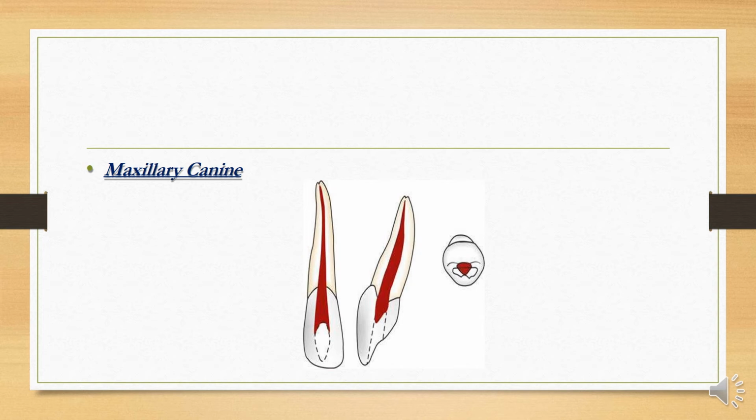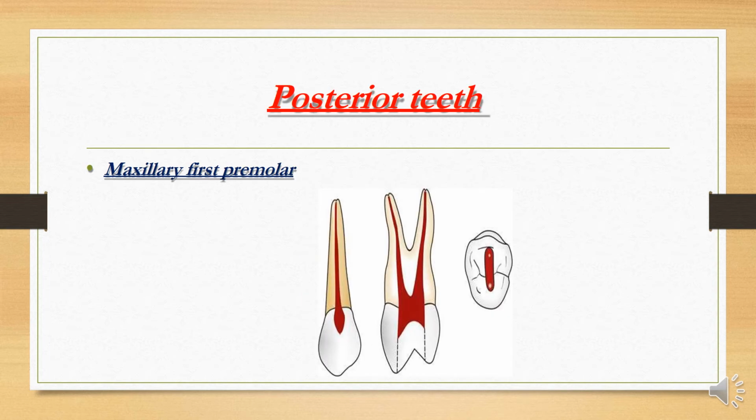Again, the access cavity will be triangular in shape. Coming to the posterior teeth, that is the maxillary first premolar. The maxillary first premolar has two roots with two different root canals. The two roots are present buccal and palatal. The canals are the buccal and the palatal canals.